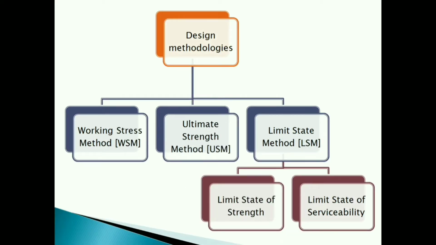The methods of design are classified into 3 types. First one is working stress method, WSM. Second is ultimate strain method or USM. And third is limit state method, that is LSM. And further, LSM is divided into 2 types: limit state of strength and limit state of serviceability.